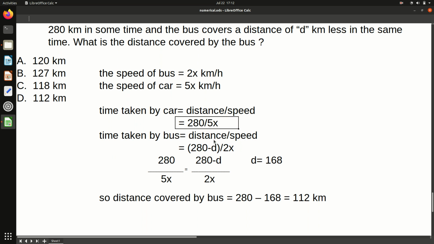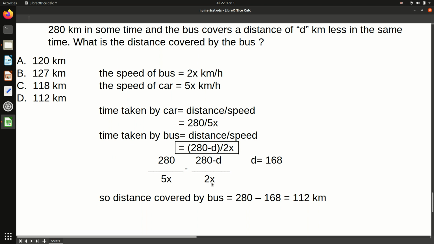Sorry, from these two equations we will calculate the value of d and x both, not only d and x. Okay. So let us see. Now what we will do, we will equate both of these, because it is given that they do so in the same time. So this equation will be equal to this equation. So 280 by 5x is equals to 280 minus d by 2x.